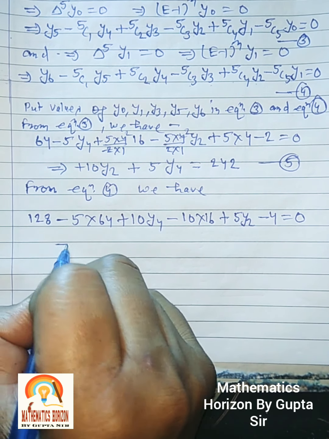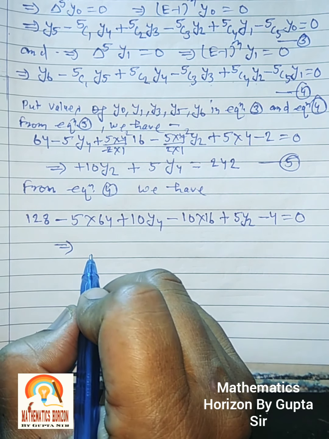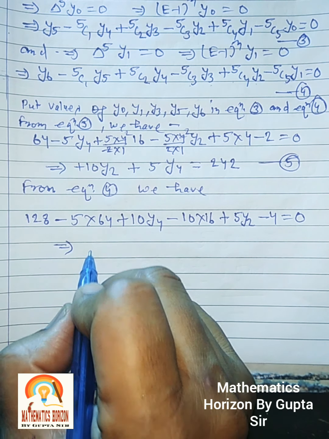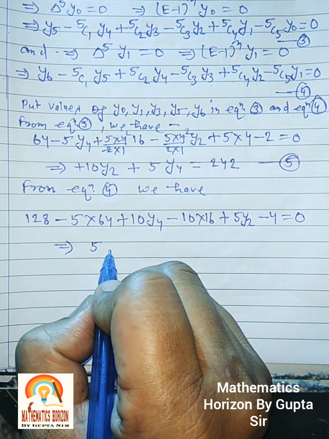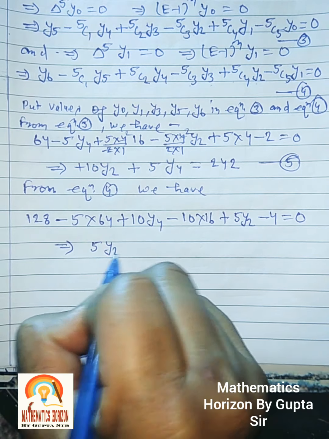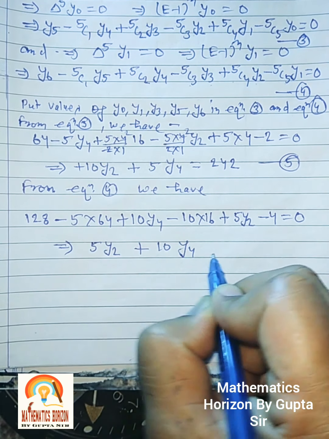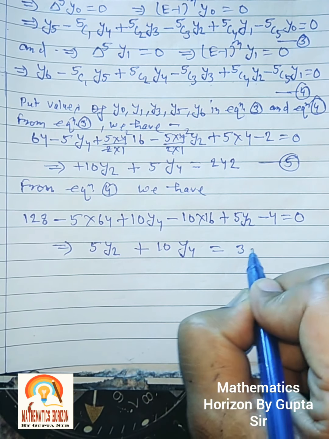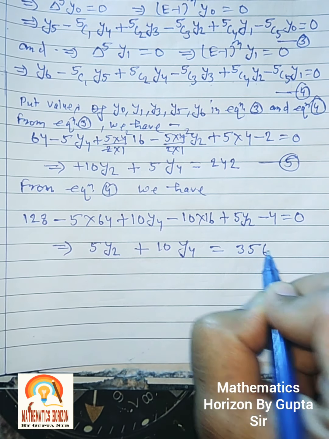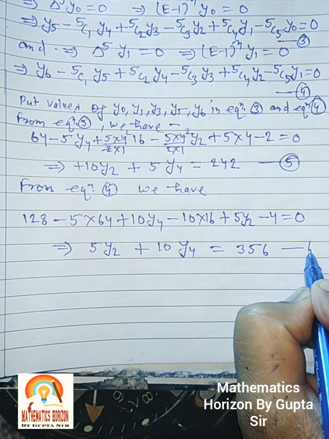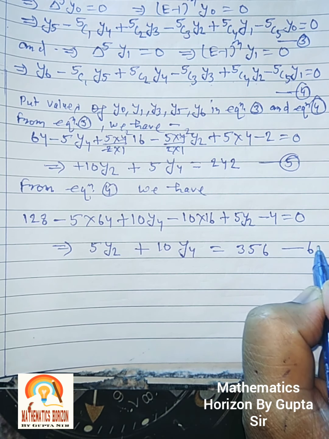Now simplifying this, we get here 5y2 plus 10y4 is equal to 356, and this is equation number 6.